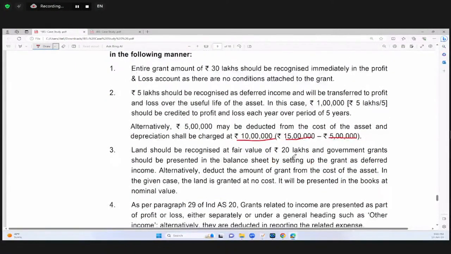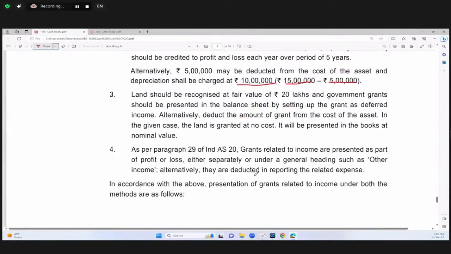Third, land should be recognized at fair value of 20 lakhs and the government grant should be presented in the balance sheet by setting up the grant as deferred income. Alternatively, deduct the amount of grant from the cost of the asset. In the given case, the land is granted at no cost, so it will be presented in the books at nominal value. So you have to present it at the nominal value. Okay.